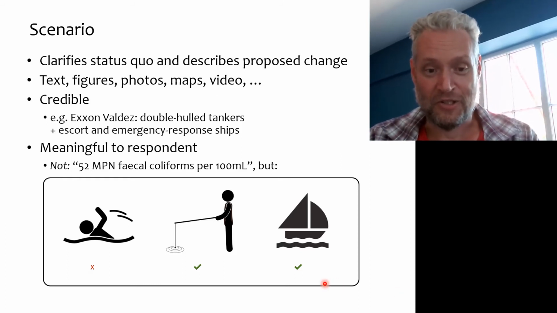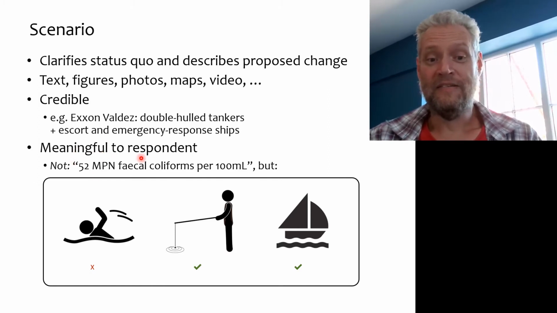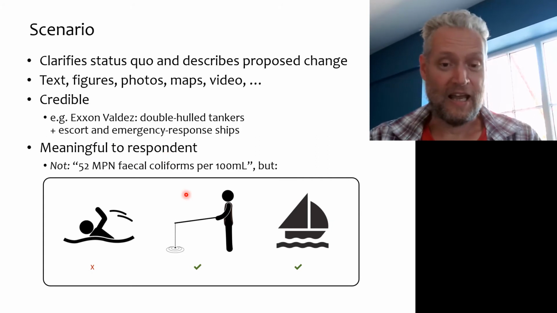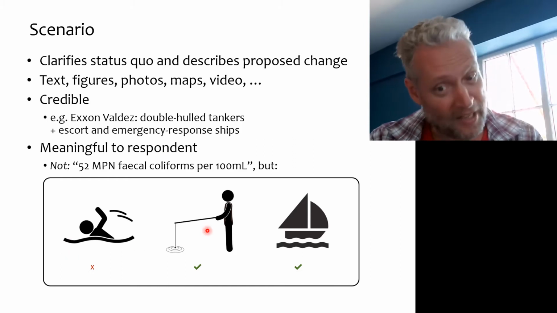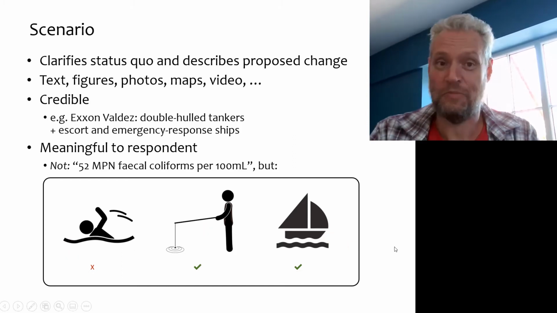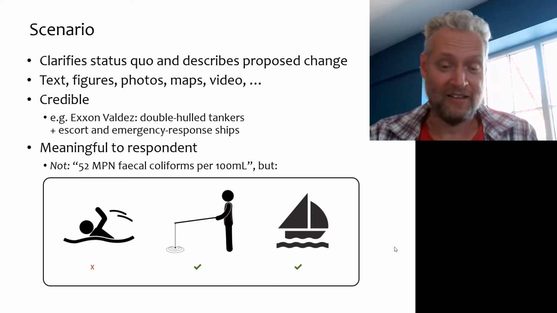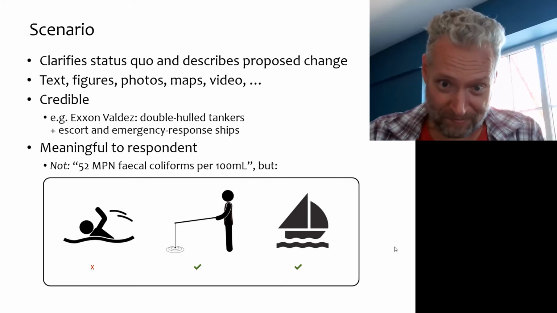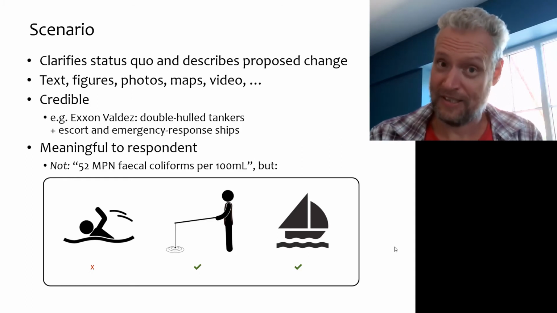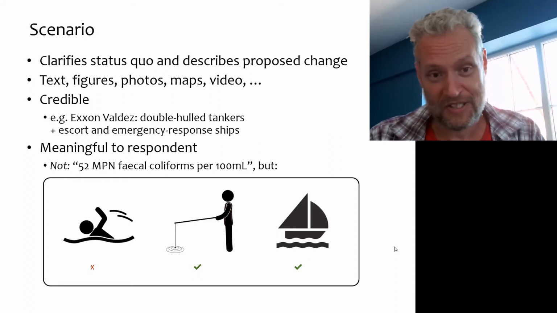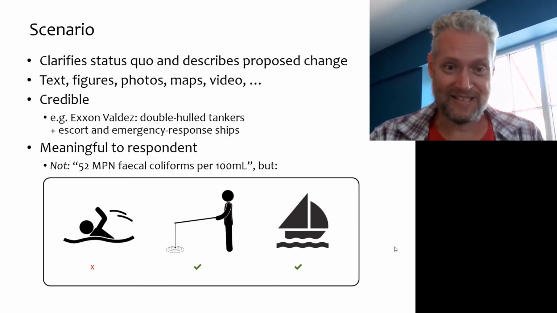What you can do is use pictures like this. If we reduce the concentration of coliforms in this particular water, then you still can't swim there, but you can fish and you can sail on this particular lake. That is something that people understand. In the current situation, you can say, well, you can't use the fish, and I would not go near this water at all, but if we make this improvement, then you still can't swim, but at least you can fish and sail on this water. That is something that people understand.